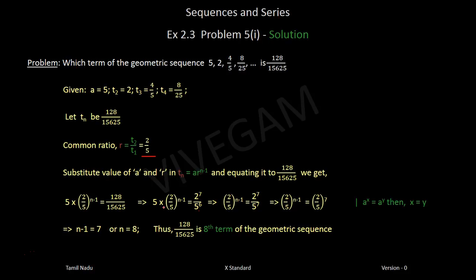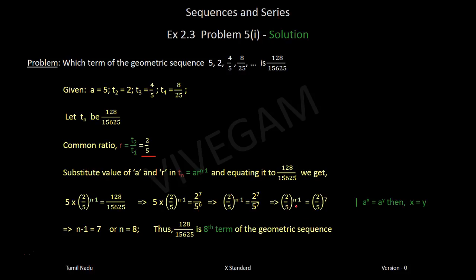Next step, 5 is here, it will come in the denominator. So this will become 5 to the power of 6 into 5, that is 5 to the power of 7. So next step, (2/5) to the power of n minus 1 will be equal to 2 to the power of 7 divided by 5 to the power of 7. But we want to write it in this form, right? Then we will be able to solve it. So (2/5) to the power of n minus 1 equal to (2/5) to the power of 7. We are taking that commonly out.